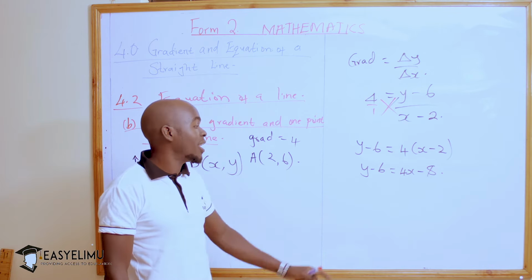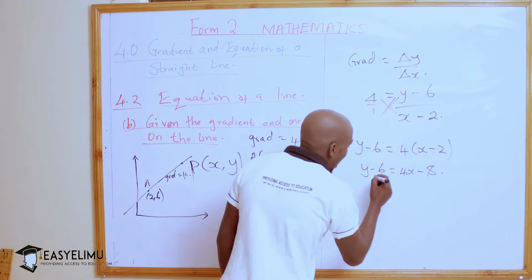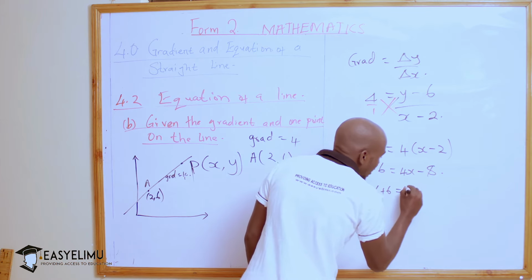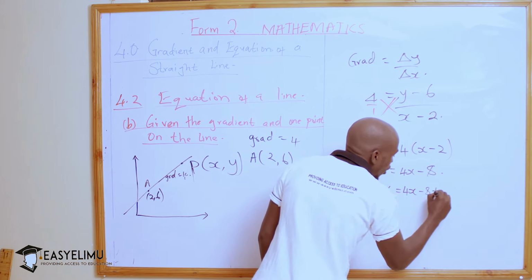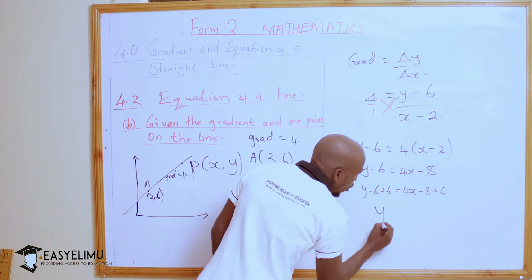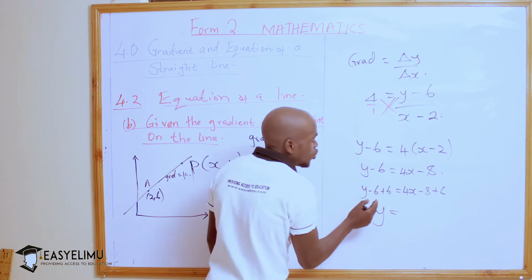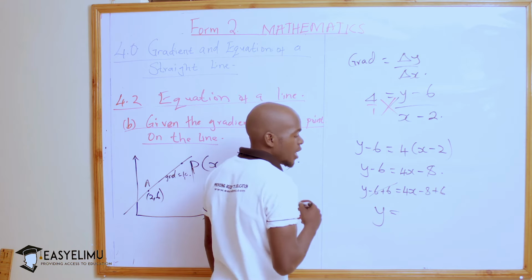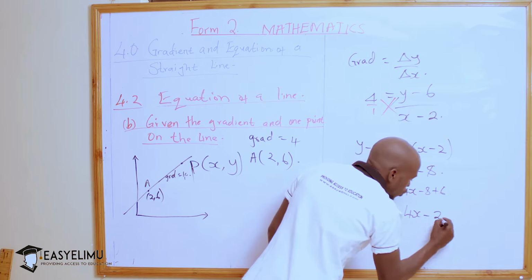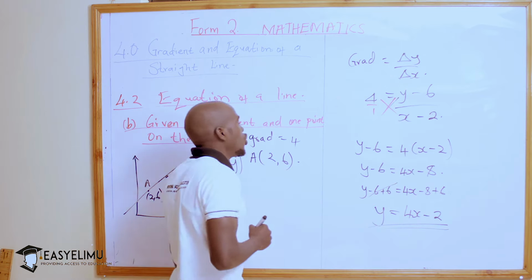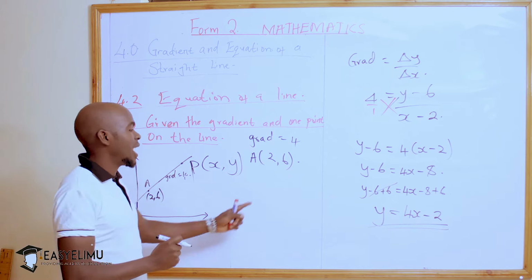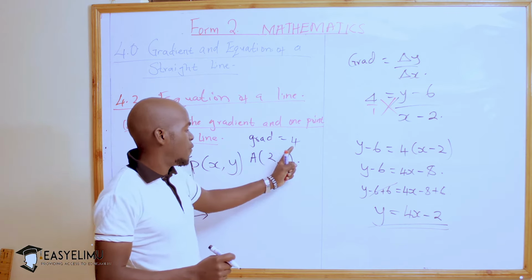But you can still make y the subject by adding 6 on both sides, such that you eliminate 6 on the left hand side. On doing that, you are going to end with y is equal to, since this one will cancel out, and you remain with 4x minus 2. And that is the equation of your line where you had been given point A and the gradient 4.